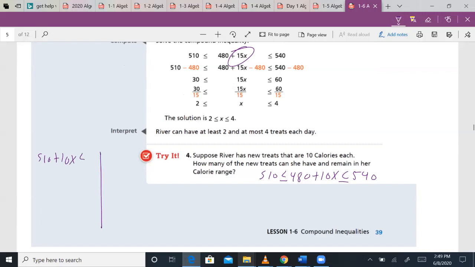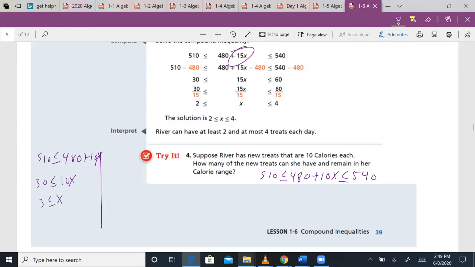Okay, it's got to be less than or equal to, wow, I did not do that right. So 510 is the smallest number, less than or equal to 480 plus 10x, there we go. Okay, get x by itself, move the 480 over here. 30 less than or equal to 10x. When I divide by 10, it's going to be 3.